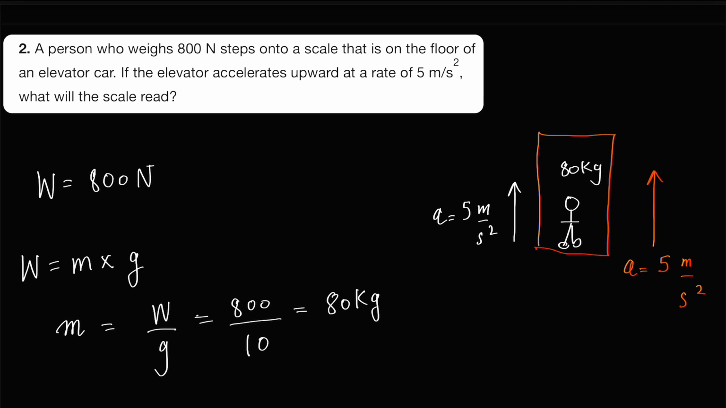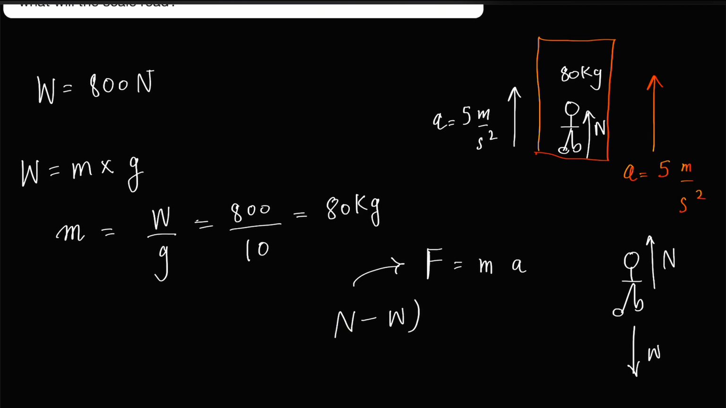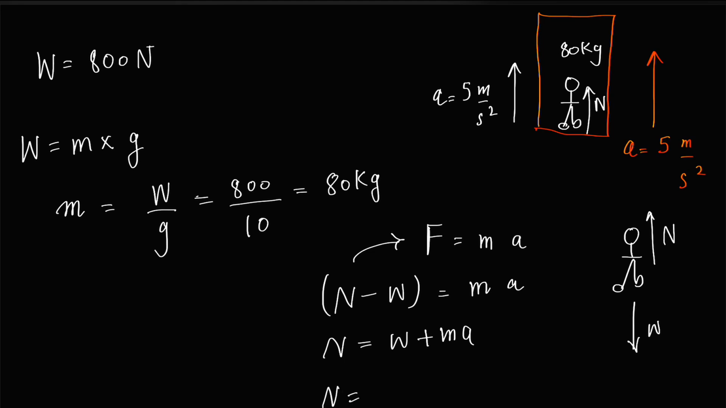To find what the scale reads, we have to find the normal reaction applied by the elevator floor. So we can use F equals ma and apply this on the person. This man here is being acted on by two forces. One is the weight, the other is the normal reaction. This F over here represents the total force, not the individual one, the total. The total in this case is N minus W equals ma. We can find N as W plus ma. If we substitute the values, we get 1200 newtons. So 1200 newtons is the force which the elevator pushes him up, and that's what the scale is going to read.